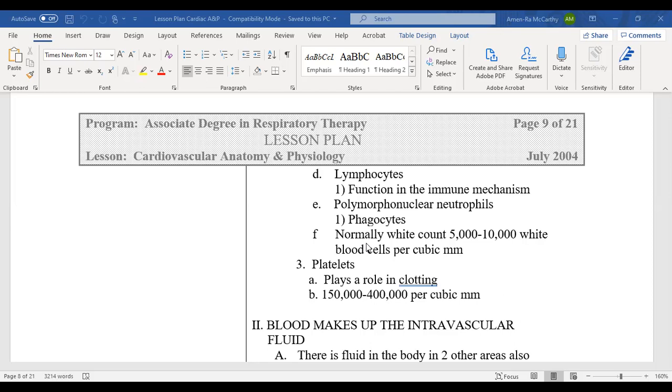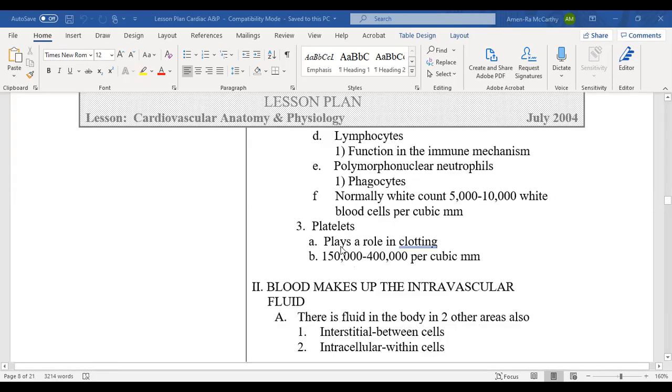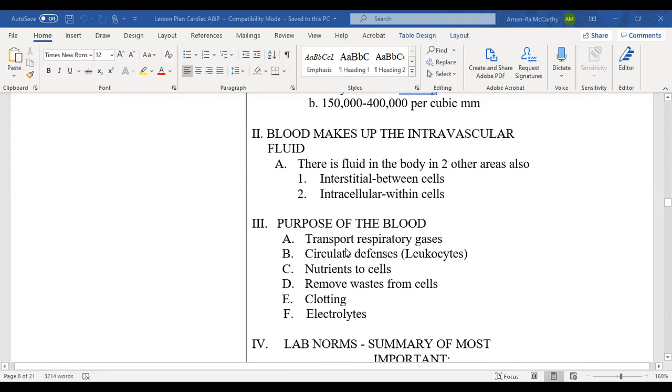Okay? All right. Let's take another 10-minute break. And we're going to get into the blood that makes up the intravascular fluid. That's what blood is. The fluid inside of a vessel is known as intravascular, right? We've got 3 types of fluid in the body. Intravascular, which is inside the vessels. Interstitial, which is in between the cells. And intracellular is inside the cell.